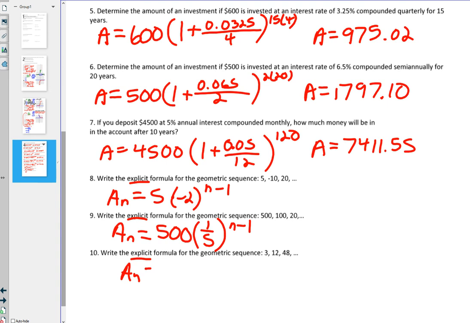The amount is equal to the first amount, which is 3. What's the common ratio here? 4 to the power of n minus 1. There you go.